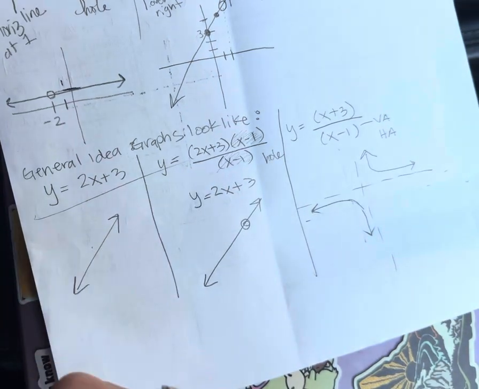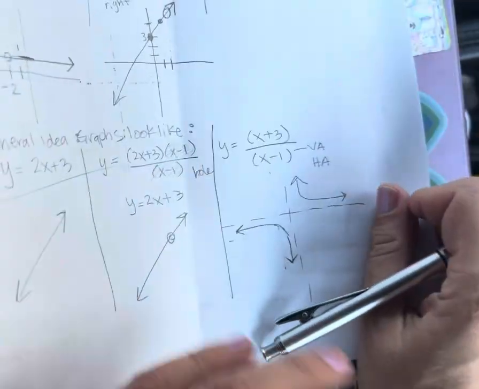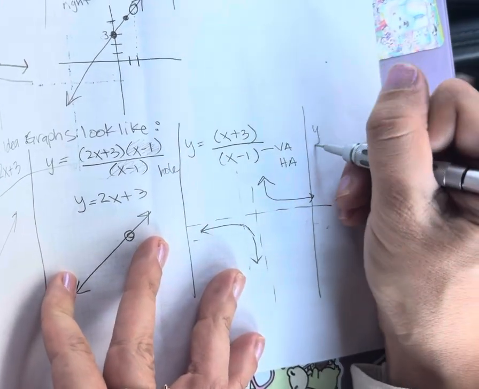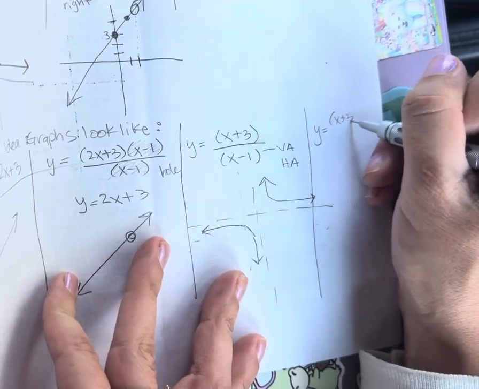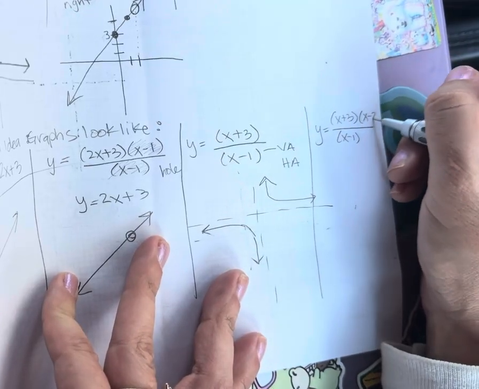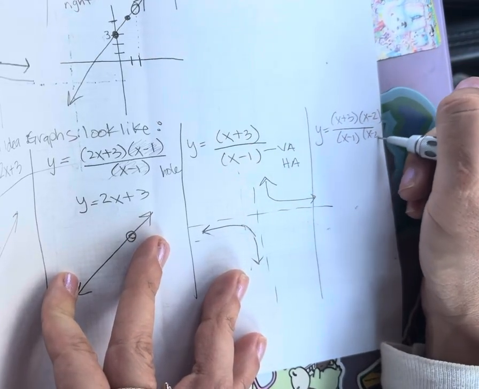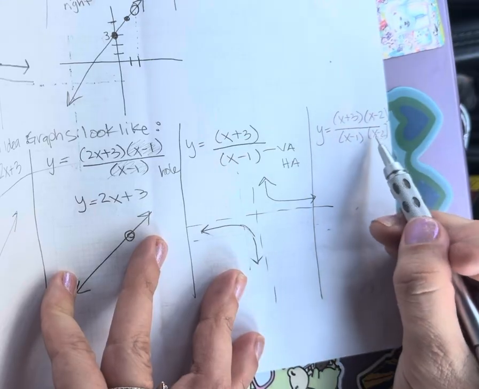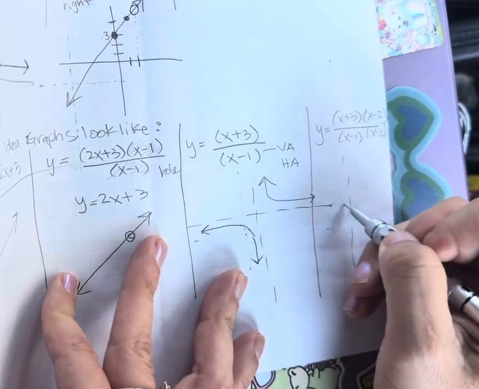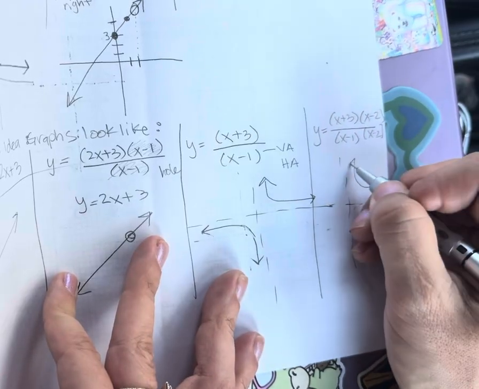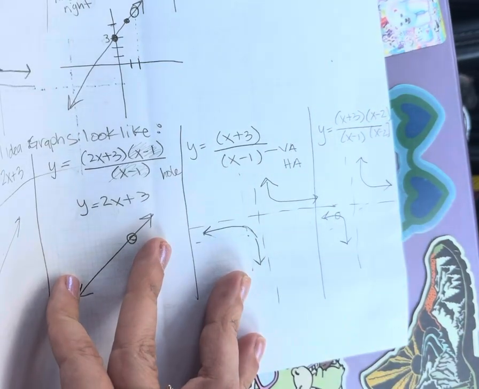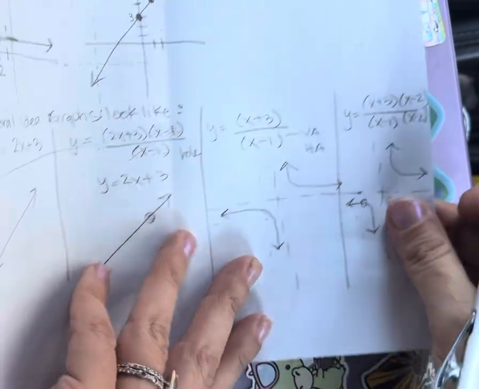Okay? And if this same exact guy had a hole, if it was y equals x plus 3 over x minus 1, but then there was also an x minus 2 and an x minus 2, causing a hole because these cancel, it would look exactly like this. With a hole somewhere. Okay?